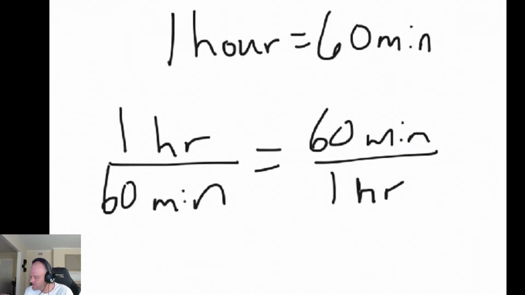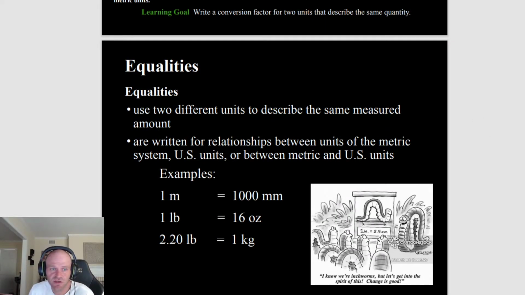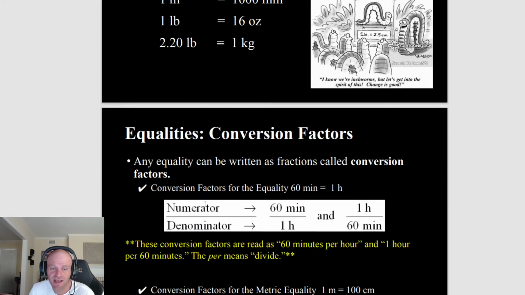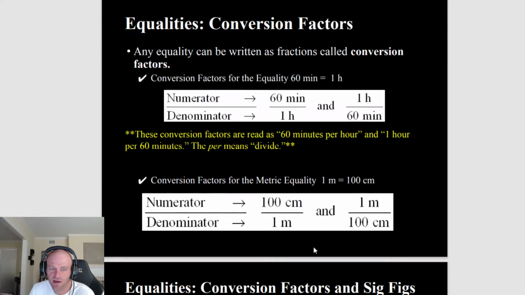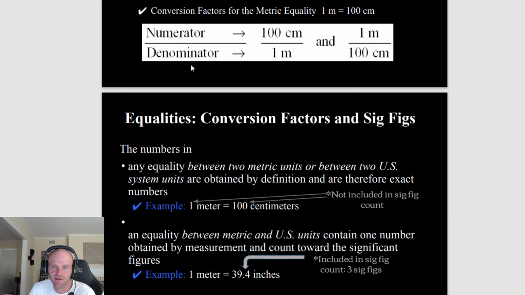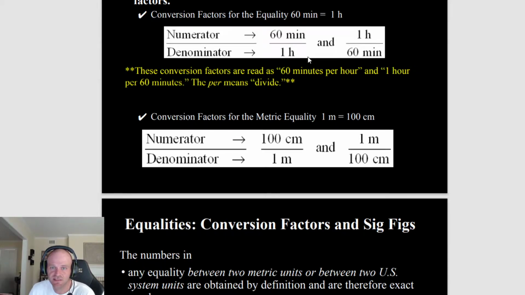Okay, so there are all these different equalities, right? We have different ways of expressing temperature. You'll see here I have 2.2 pounds is equal to 1 kilogram. A pound is equal to 16 ounces. I can set them up any way I want to. I can put either one in the numerator or the denominator. I didn't realize they had 60 minutes in an hour, but this is the same thing I just did on the page. So an equality is just setting two things that are equal to each other.